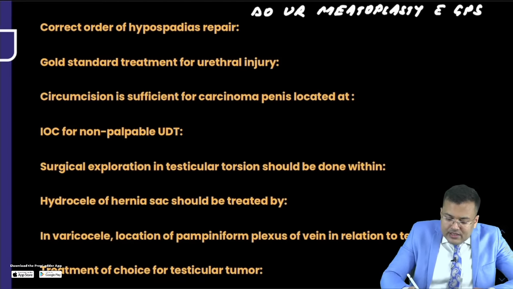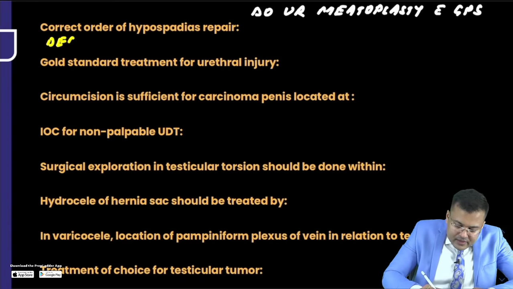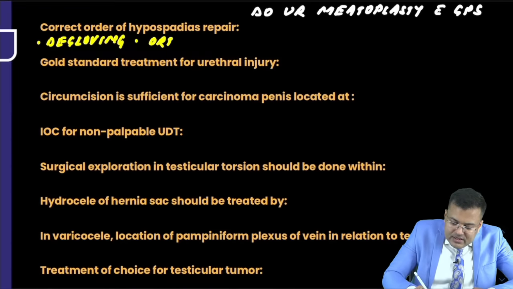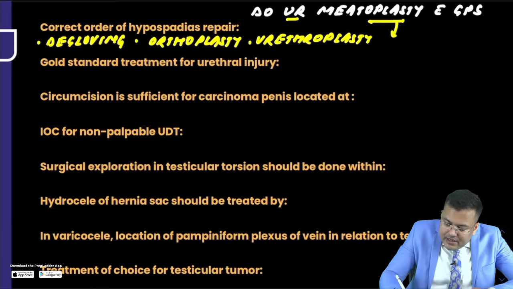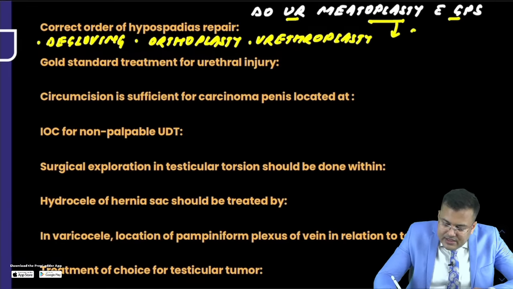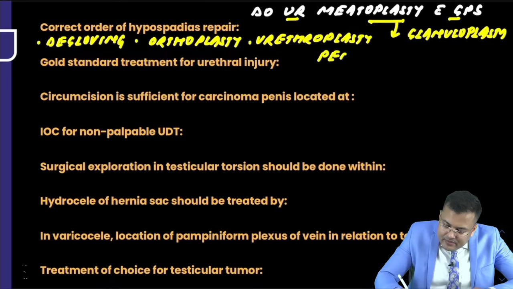So what are the components? D means degloving. First we have to perform degloving. After that O, straightening, that is orthoplasty. Then UR, urethroplasty. After urethroplasty, metoplasty. After metoplasty, G, glenuloplasty. After that P, penoplasty. After that S, scrotoplasty.